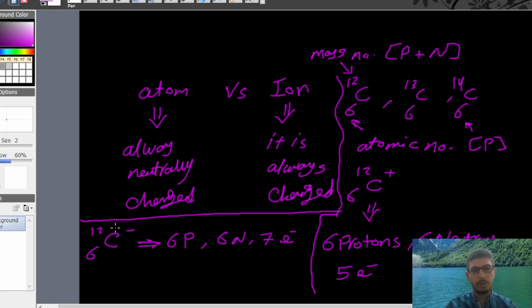Okay, so that's the main difference, and I explained for you two different cases: the positively charged carbon atom and the negatively charged carbon. It shouldn't be called an atom, but we can say negatively charged carbon atom. That means negative carbon ion.